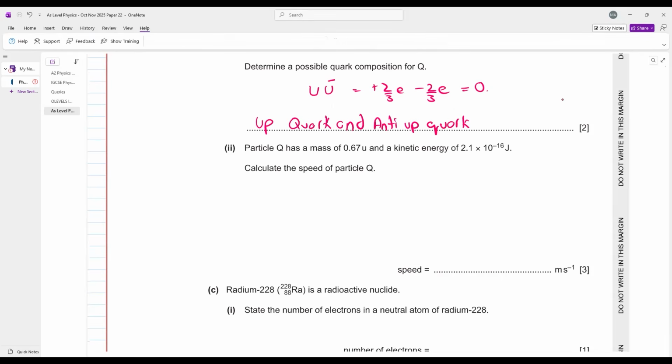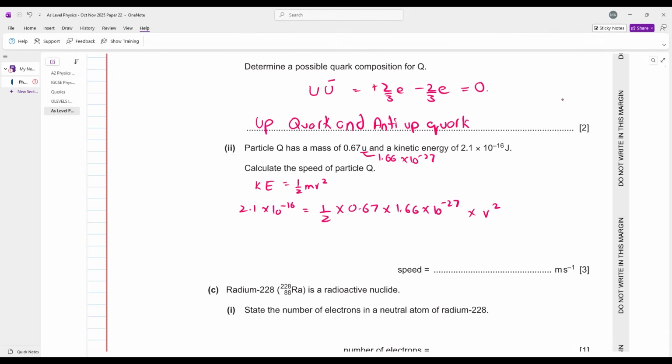Particle Q has a mass of this, kinetic energy of this. Calculate the speed of particle Q, very easy. Kinetic energy is equal to 1 upon 2 mv square. Kinetic energy is 2.1 times 10 raised to the power of minus 16 joules. Half into mass, what will the value be? 0.67. What is the value of u? u is 1.66 times 10 raised to the power of minus 27, multiplied by velocity square. Can you calculate the velocity?